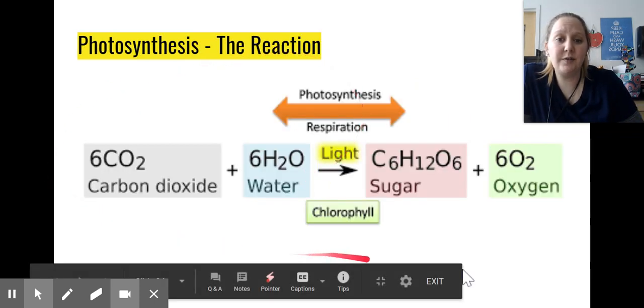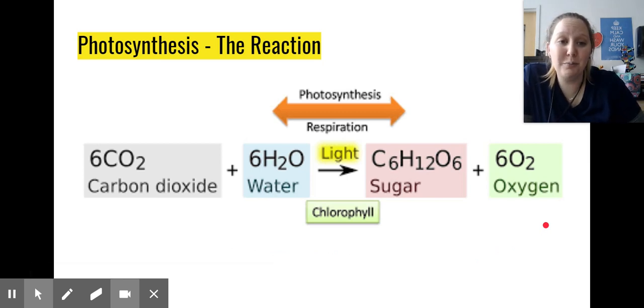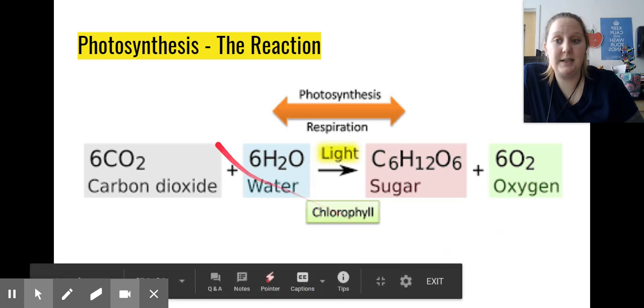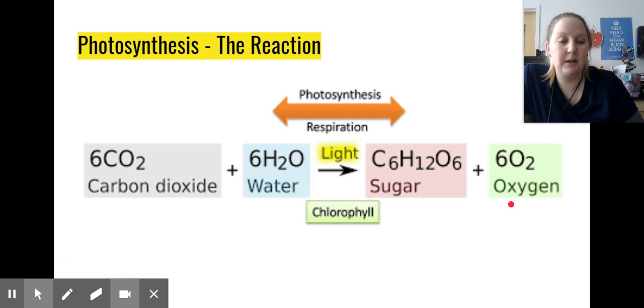This is the reaction for photosynthesis. I can promise you, I will show you this every day. I will write it on the board. I will record it all the time. This is such an important reaction for you guys to know. 6 molecules of carbon dioxide and 6 molecules of water, with light in the chlorophyll, will yield 1 molecule of sugar and 6 molecules of oxygen.